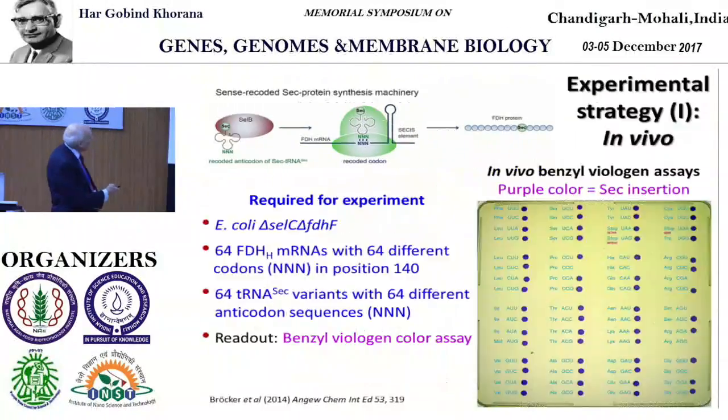So this is a typical synthetic biology experiment where, after creating the right strain, we had to synthesize 64 messenger RNAs with 64 different codons in this position. Then we needed 64 tRNA-Sec variants with 64 different anticodon sequences. And then the secret, of course, is you have to find a genetic test, and we have always been very fortunate in this, that is very easy and exceedingly sensitive. A readout for formate dehydrogenase is benzyl viologen. It's an old test that gives a purple color. And if you look, there are 60 out of 64 codons which you can recode.